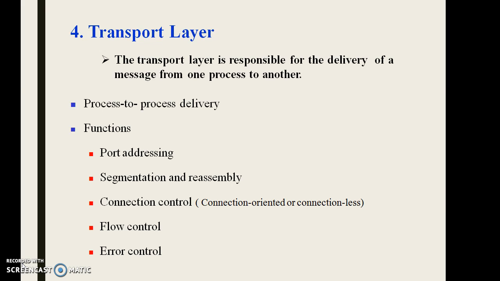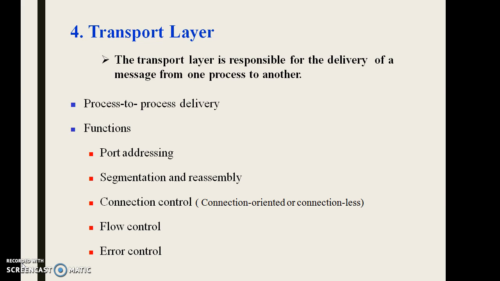Second will be segmentation and reassembly. The transport layer breaks a message into transmittable segments, which we can say are packets, numbers them by adding sequence numbers at the source, and uses the sequence numbers at the destination to reassemble the original message.